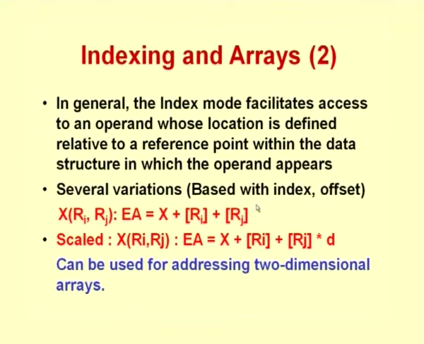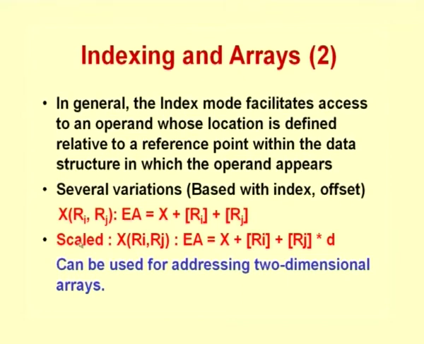So, how do we use these different addressing modes? Suppose you have this kind of an addressing mode, x of Ri comma Rj, where the effective address is calculated as x plus Ri plus Rj. This could be used for accessing 2-dimensional arrays, where Ri and Rj could be used to specify the 2 dimensions that we are talking about. Suppose I had A of i comma j. i would point to a particular location in the array, and j would point to a corresponding location. Based on both these dimensions, we could calculate the effective address.